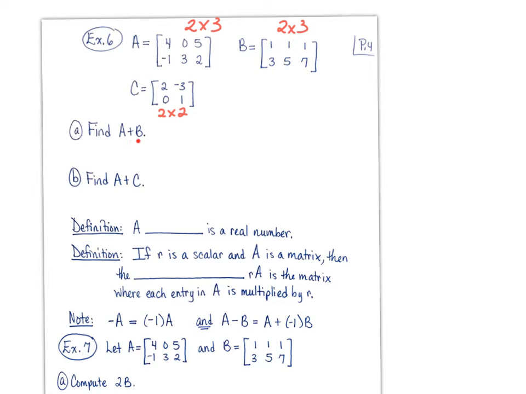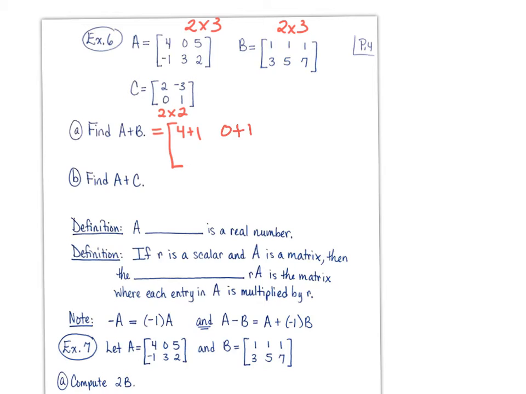Can we find the sum A plus B? Yeah. Why can we find it? They have the same size, that's the first thing we check. So we can add the entries. So A plus B is equal to 4 plus 1. We're adding the respective entries, right? The 1, 1 entry of A is 4, the 1, 1 entry of B is 1. So we have 4 plus 1, the next one's going to be 0 plus 1.